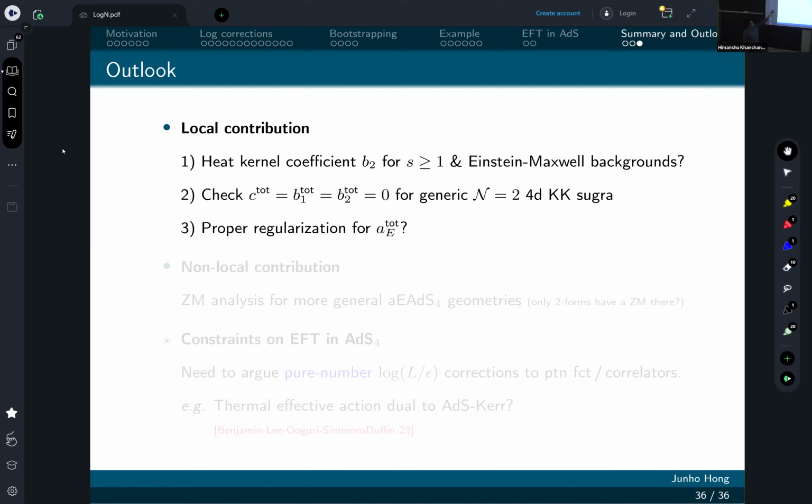And more interestingly, what is the proper regularization for this? I mean, I did not provide any physics-wise or mathematical-wise honest argument. I just provided two options because as far as I know, there's no perfect answer from scratch. So this is obviously an interesting question.